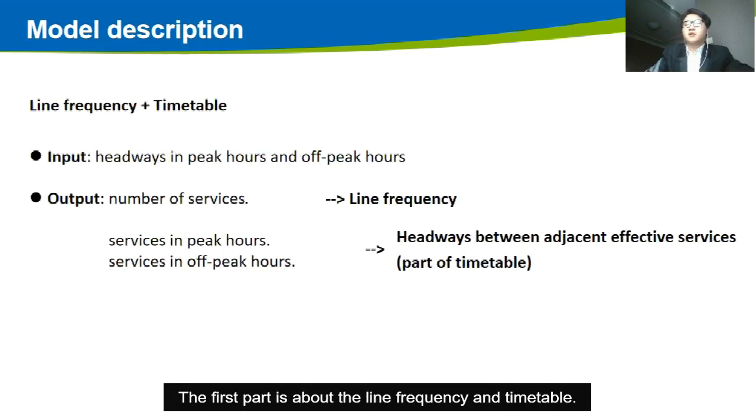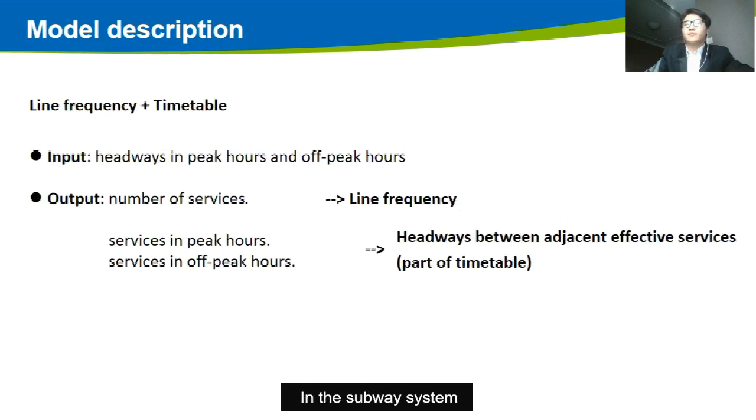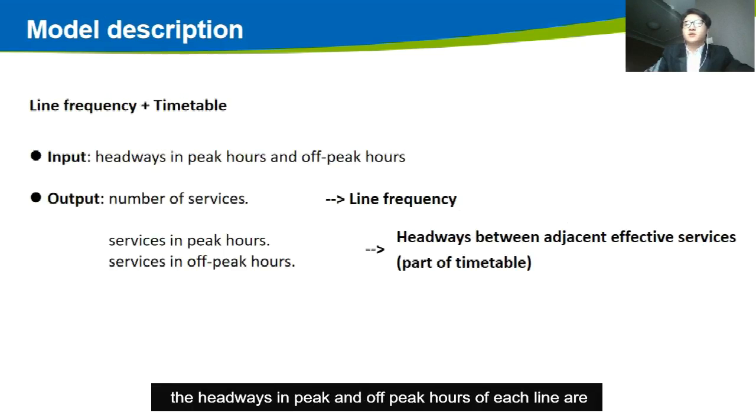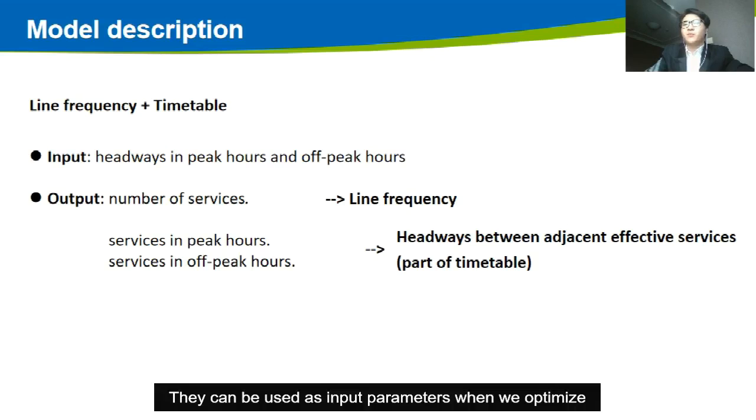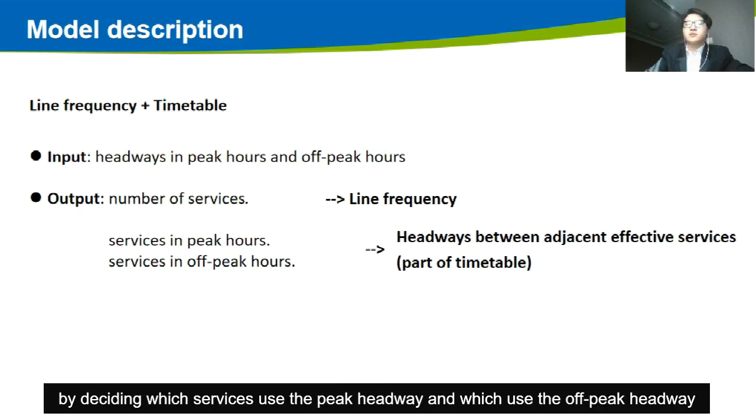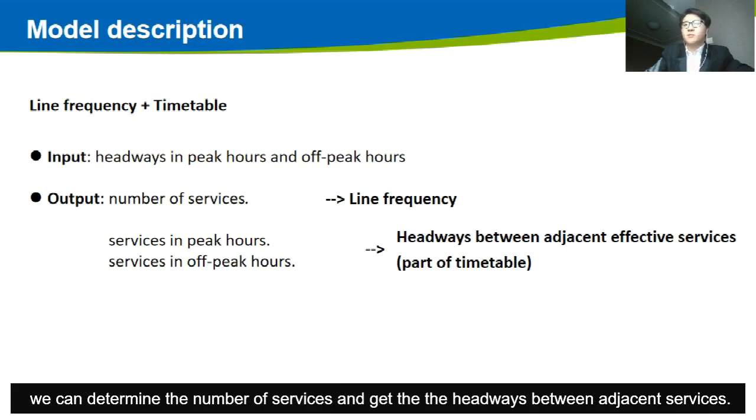The first part is about the line frequency and timetable. In the subway system, the headways in peak and off-peak hours of each line are usually obtained from the network level. These can be used as input parameters when we optimize the frequency and the timetable in the single line. Then, by deciding which services use the peak headway and which use the off-peak headway, we can determine the number of services and get the headway between adjacent services.